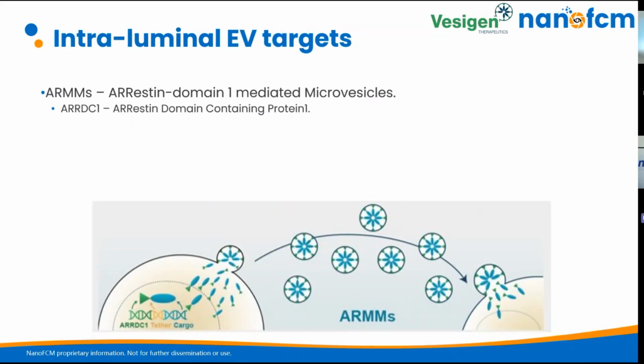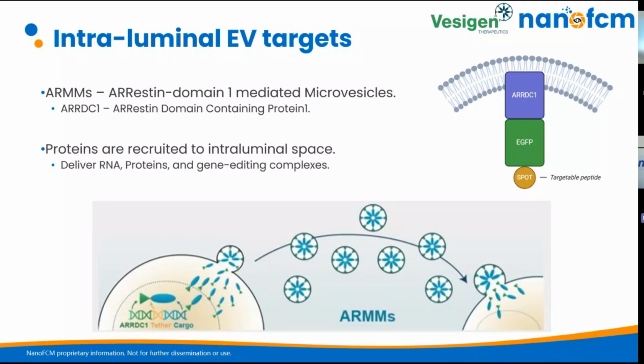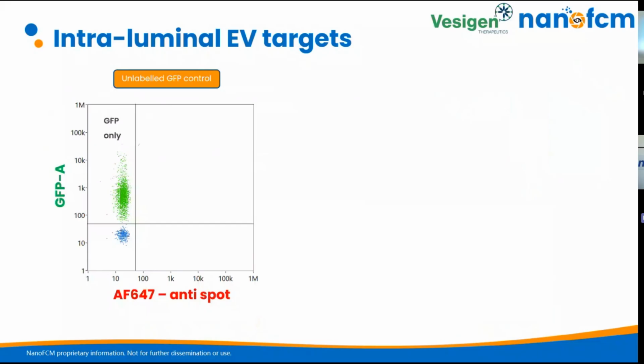Looking at intraluminal loading, we did some work with Vesigen Therapeutics, where they provided us with these modified microvesicles that contain arrestin domain containing protein 1. They are using this model because they are recruiting proteins to the intraluminal space for the purpose of delivering RNA, proteins, gene editing complexes. And to interrogate this, they set up a system where to the interior of the lumen of the EVs, they anchored the ARRDC1 protein to an EGFP molecule, which is detectable on our green channel, and a targetable peptide spot. We used this to verify some labeling.